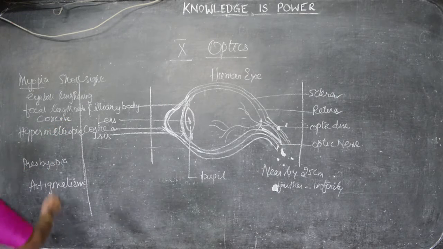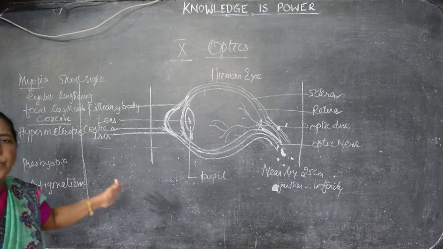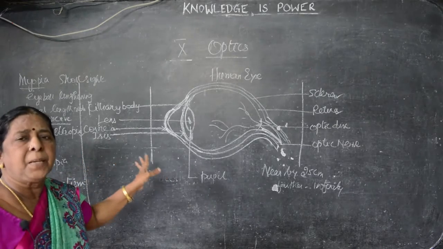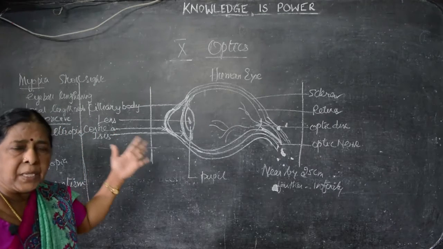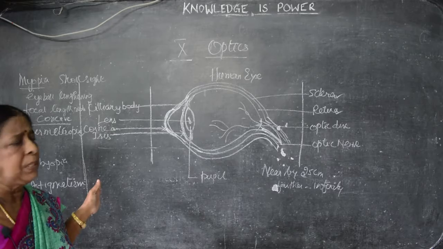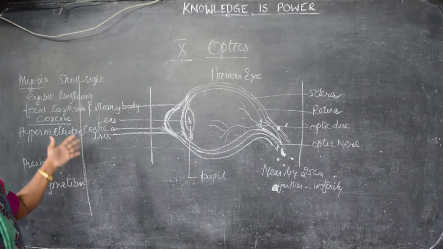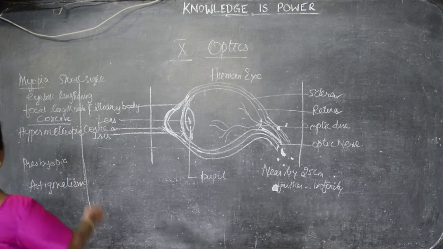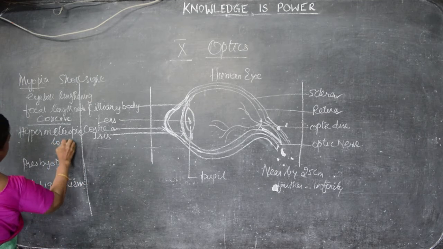Is it clear? So myopia is otherwise known as short-sightedness. The reason is that the eyeball is lengthening, or the focal length of the eye is reduced, and it can be corrected by using a concave lens. Then hypermetropia, this is just the opposite. That is short sight, and this is long sight. Here the people can see far-off objects clearly. This is long-sightedness.